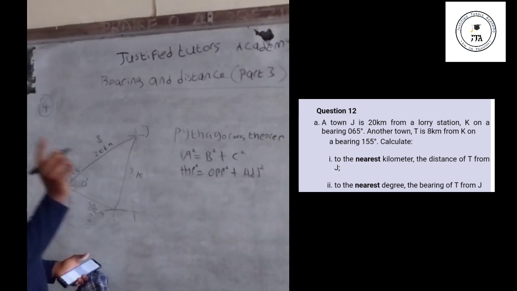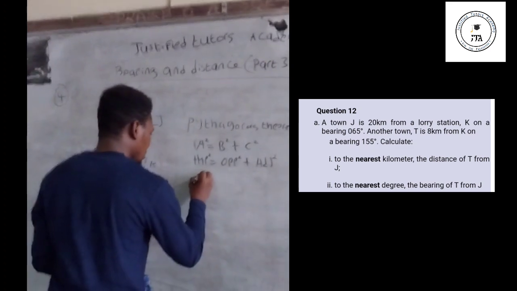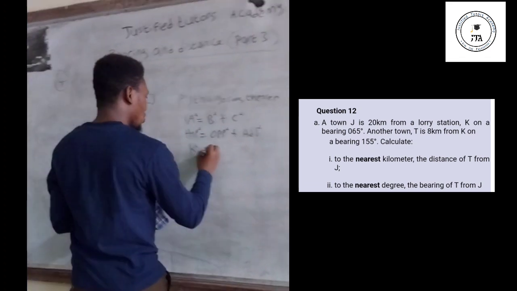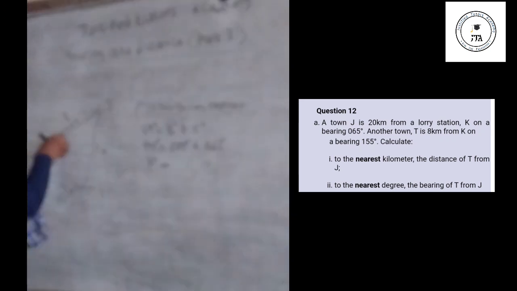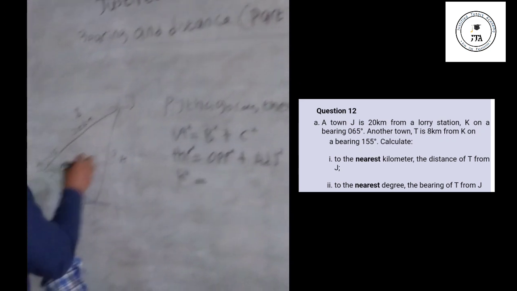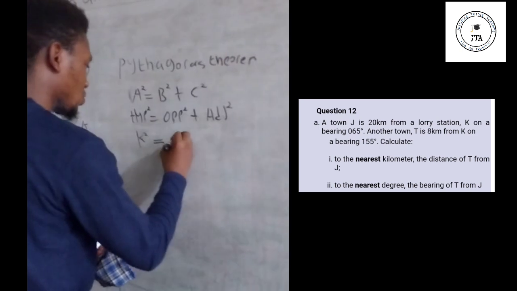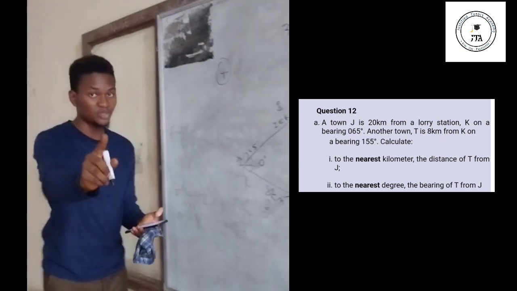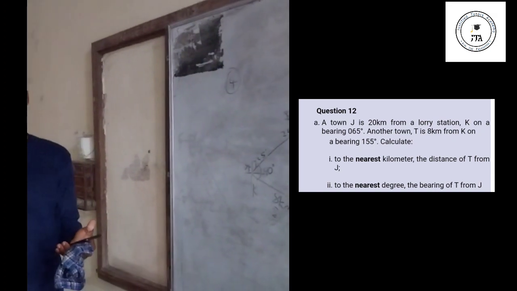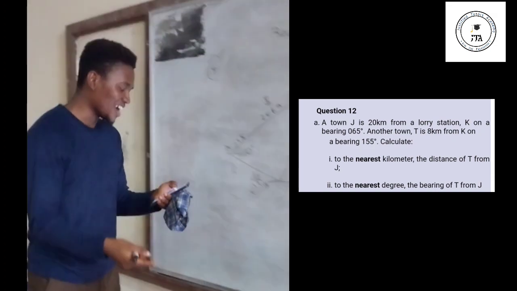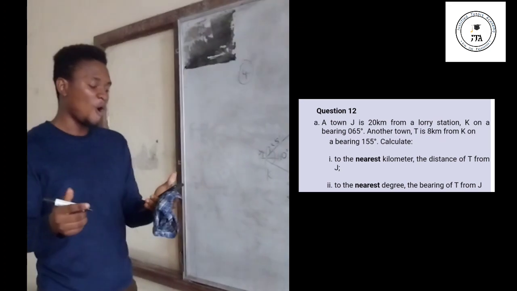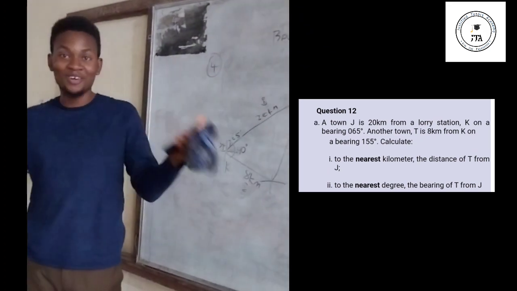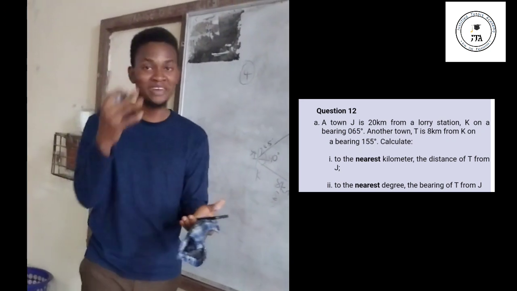So we are looking for what? This K side. So K square equals any side, 20 square plus 8 square. Now I've skipped something again, I skipped the question part. We were asked to find, to the nearest kilometer, the distance between T and J.